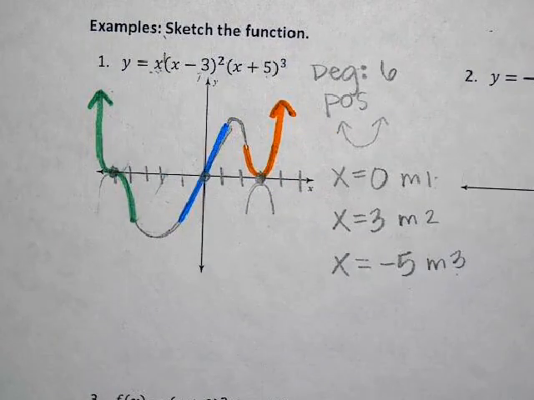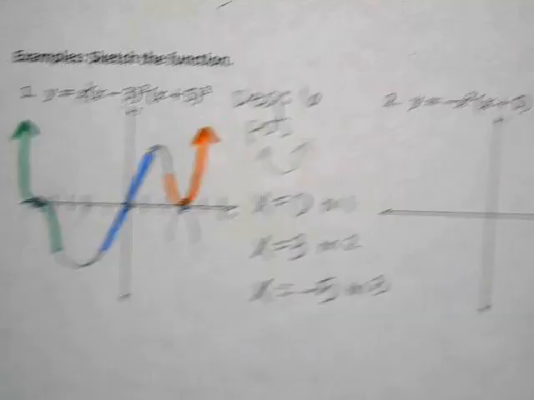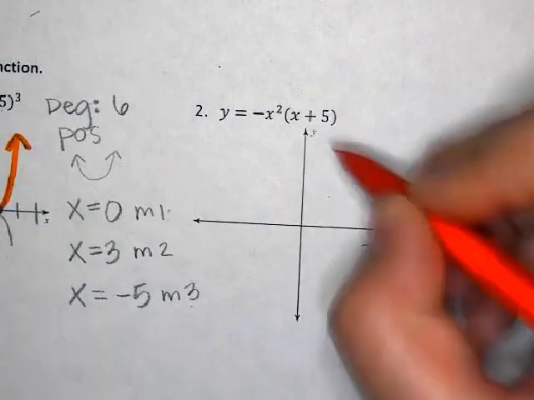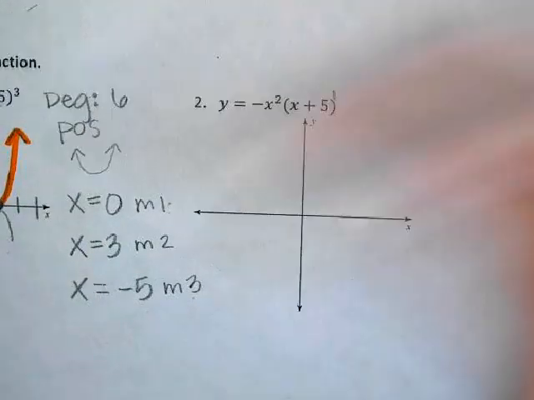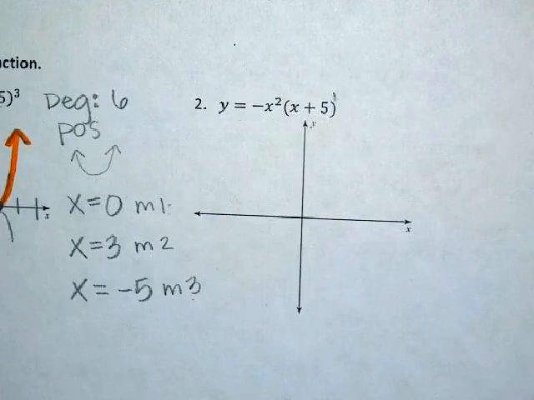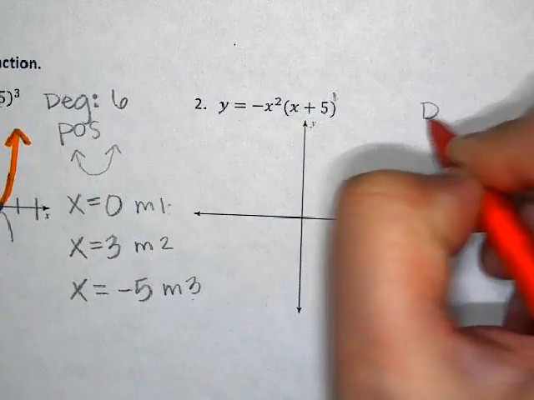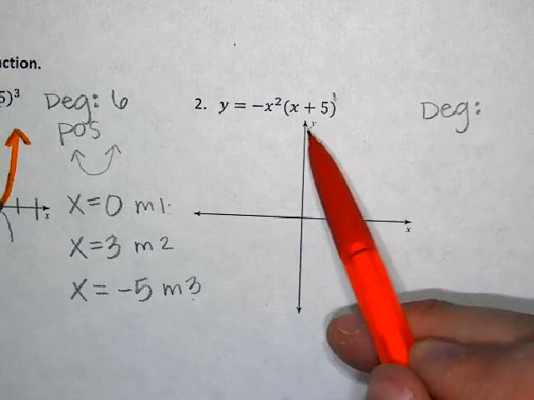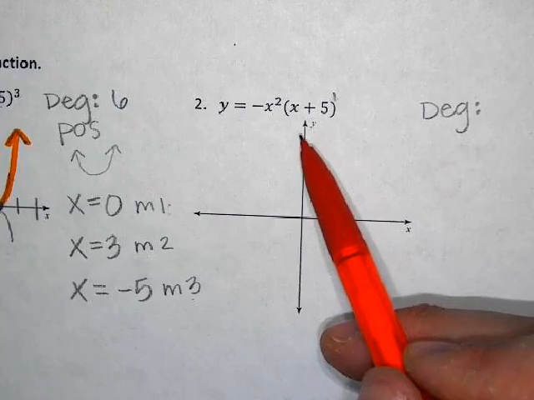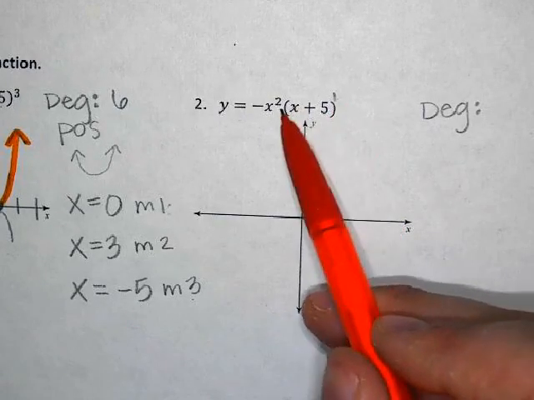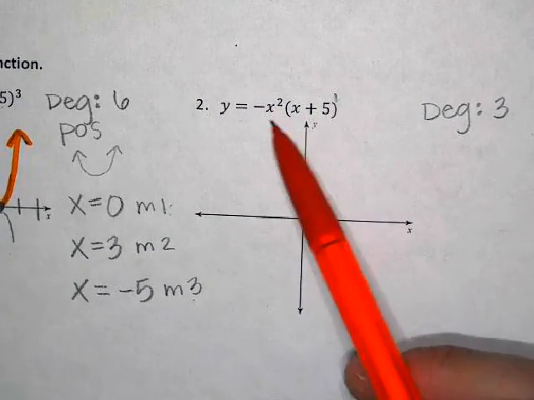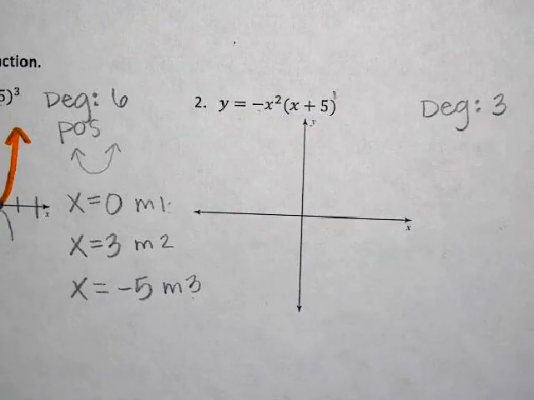Okay, let's try another one. So if I look at number 2, this one doesn't have an exponent on it, so I'm going to put an exponent of 1. To find my degree, I add my exponents together. So what is the degree overall for number 2? 3. 2 plus 1 is 3. Okay, so my degree is 3. I have a negative in the front, and I have an odd number for my degree.